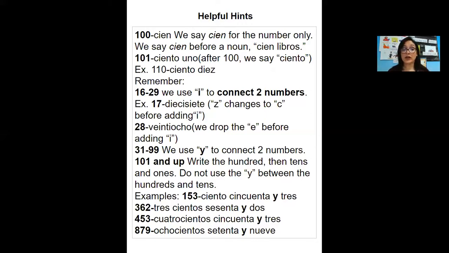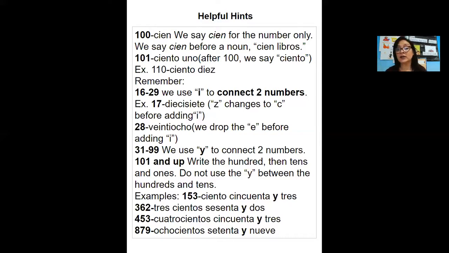To say 101, ciento uno. Remember, after 100, we say ciento. To say 110, ciento diez. Remember, 16 to 29, we use I to connect the two numbers. It's one number, but it's like a compound word. And the same is for 17, diecisiete. For 28, veintiocho.